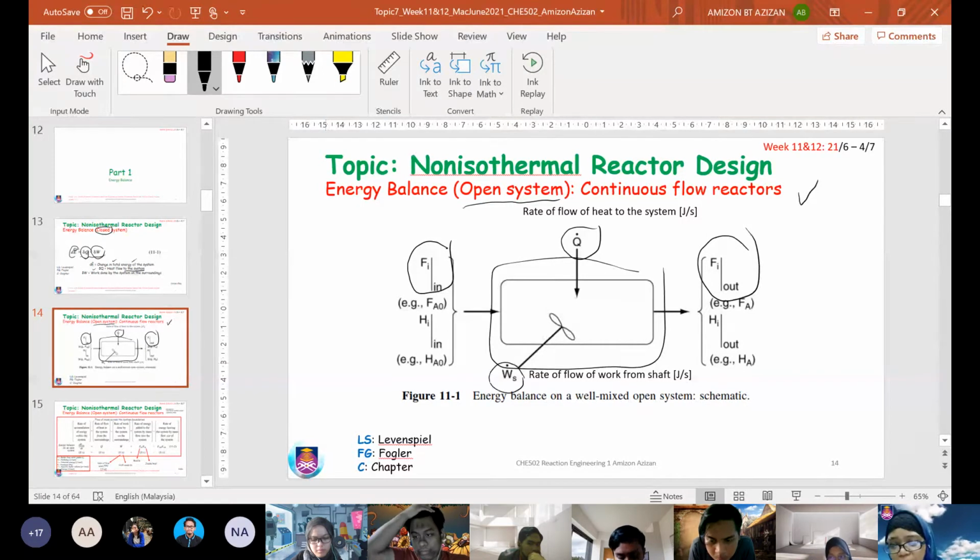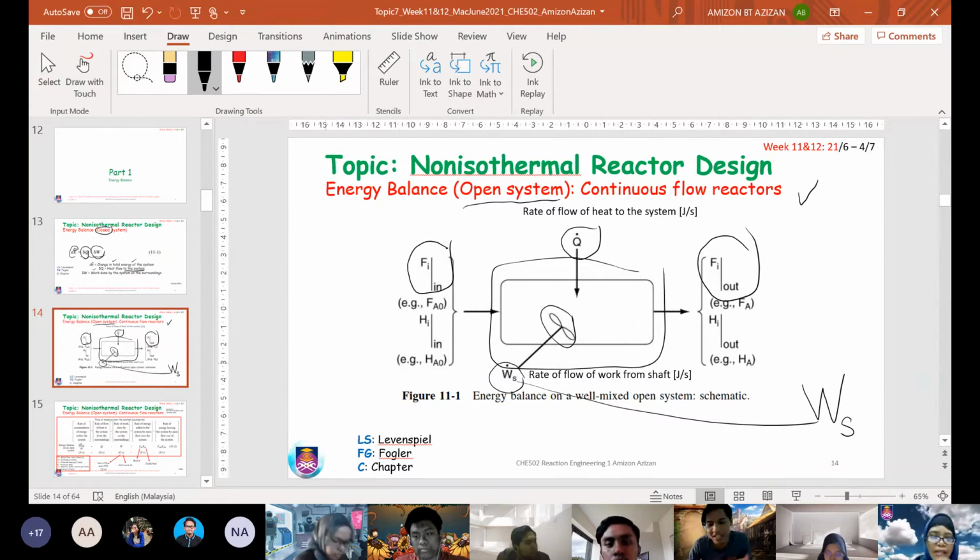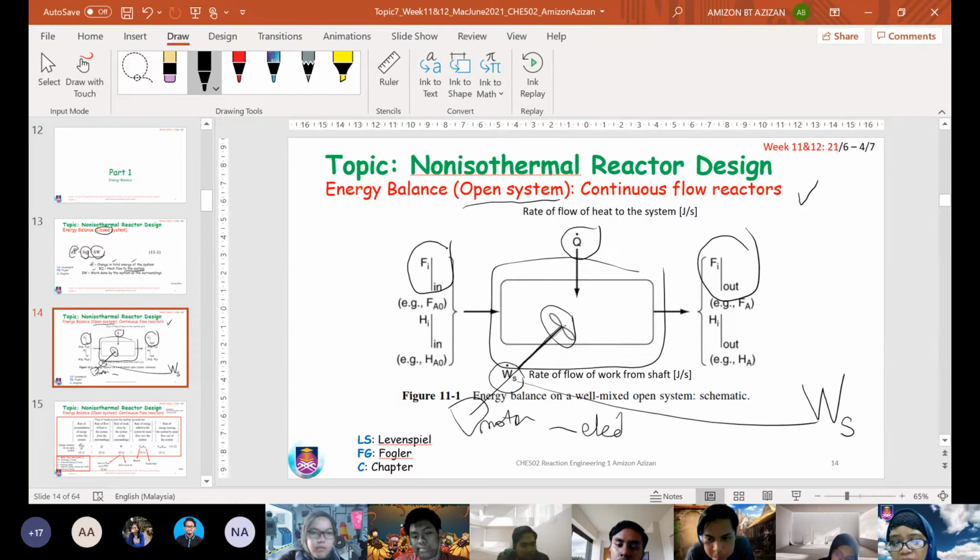Then we have W, the work done. And that W is very special. We have work of the shaft. What is a shaft? So you have an impeller, and that impeller needs to revolve or rotate. How does it rotate automatically? It is connected to a shaft, and that shaft is connected to a motor. And that motor is connected to electricity. With the electricity, it will drive the motor to rotate the shaft, and automatically the impeller will rotate. Due to that, we have the rate of flow of work for the shaft.